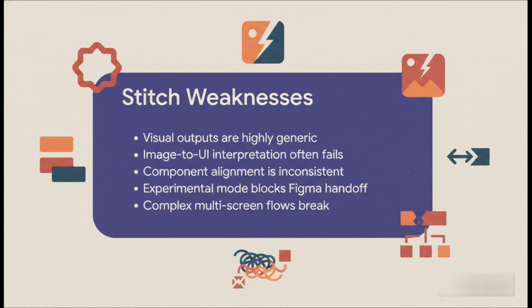Also, that highly touted image-to-UI sketch interpretation in experimental mode often completely fails to understand messy handwriting. It basically forces you to use text anyway. Component alignment can be frustratingly inconsistent, colors tend to drift, and complex multi-screen flows break down pretty easily. Plus, as we mentioned earlier, experimental mode blocks that crucial Figma handoff entirely. So if you're a senior designer expecting pixel perfection, these generic outputs and broken flows are going to be deeply, deeply frustrating.